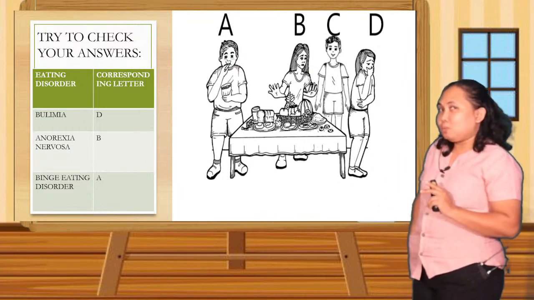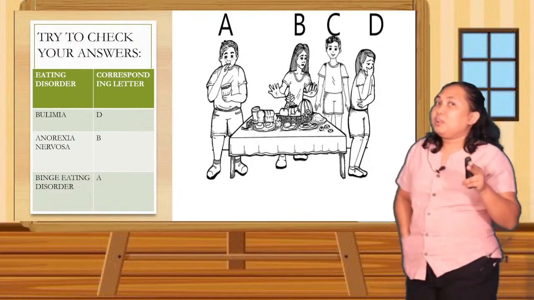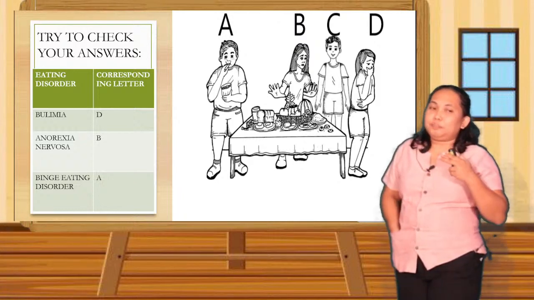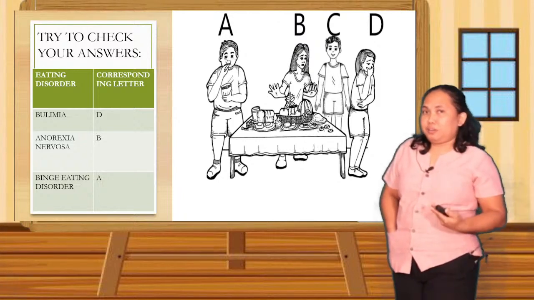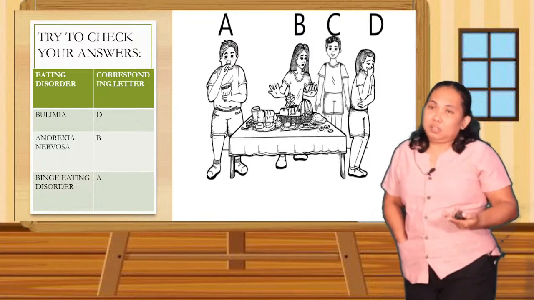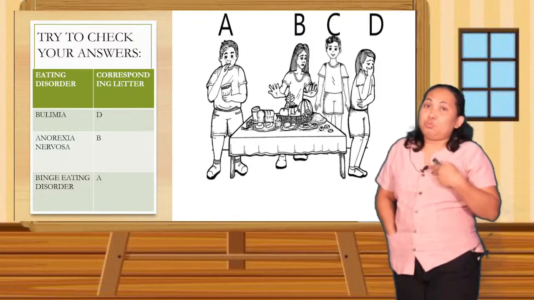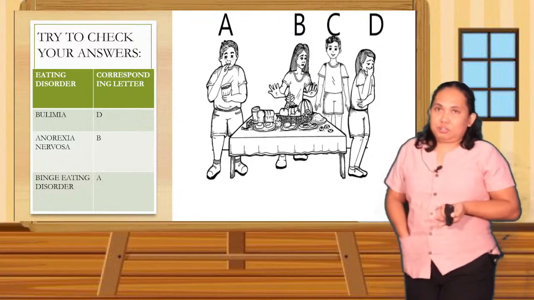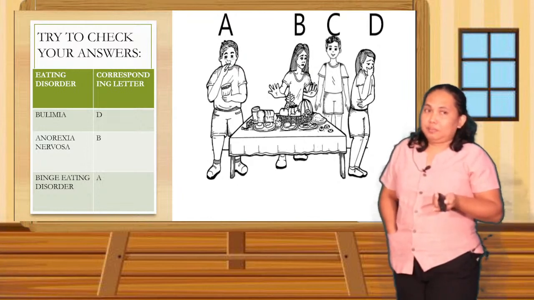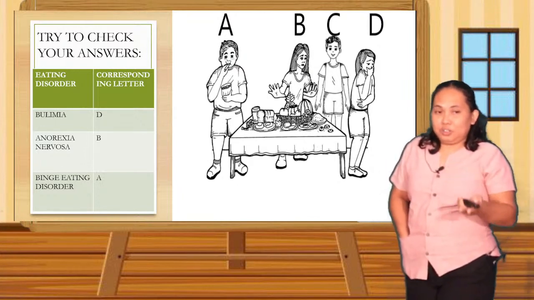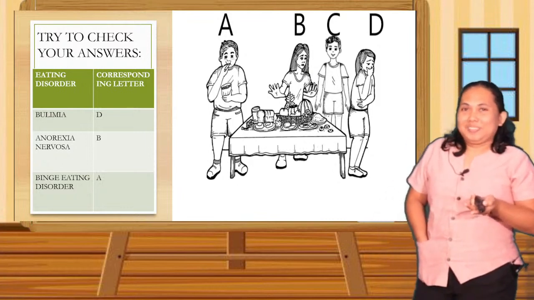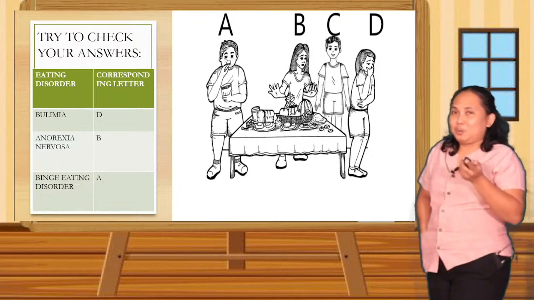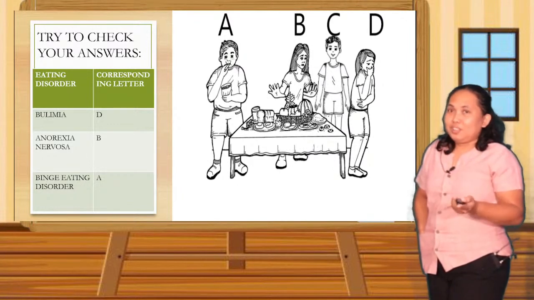When we're talking about binge eating disorder, it is obviously the fat one. They don't usually think about how their physical appearance might look, but they just like to eat because they are having some emotional problems, and food is their stress reliever. So that would be letter A. Did you get all the answers right? If you did, good job. If you don't, you can just text or PM me so that I can respond to your queries.